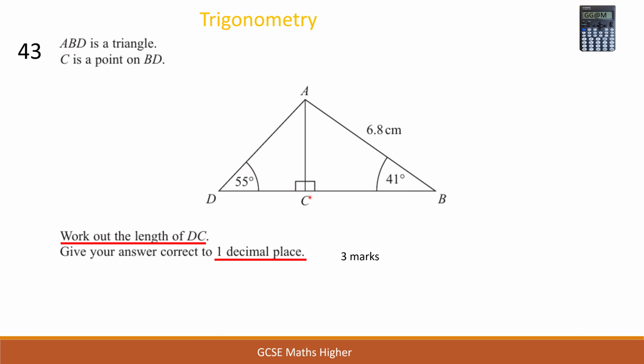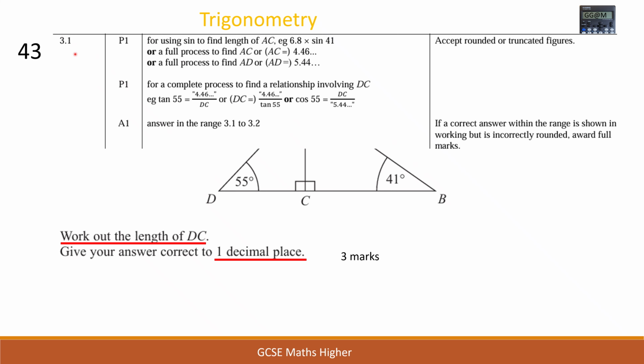Then once you've got the opposite here, you've got the angle, the opposite again, and this is the adjacent. So to work out the adjacent, you're going to be using tan. So tan of the 55 is the opposite divided by the adjacent. So 2 lots of trigonometry to come out with a length CD.